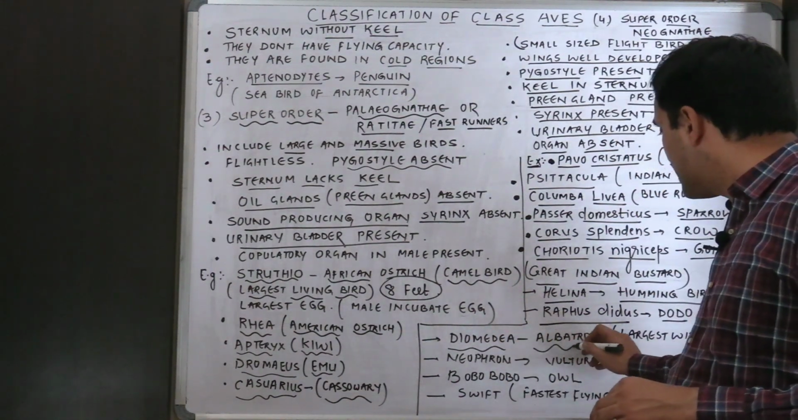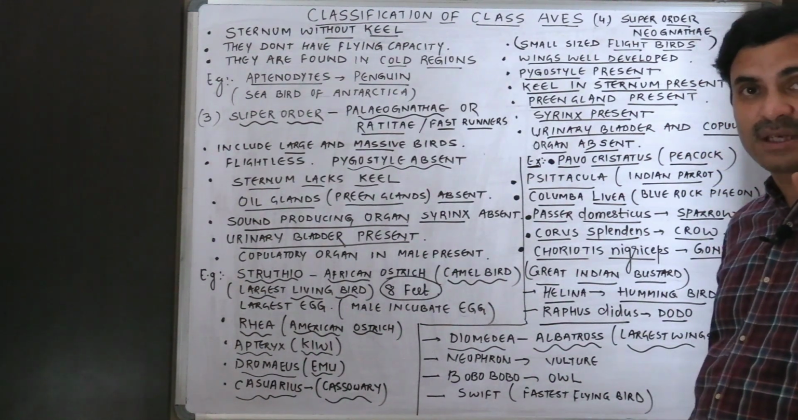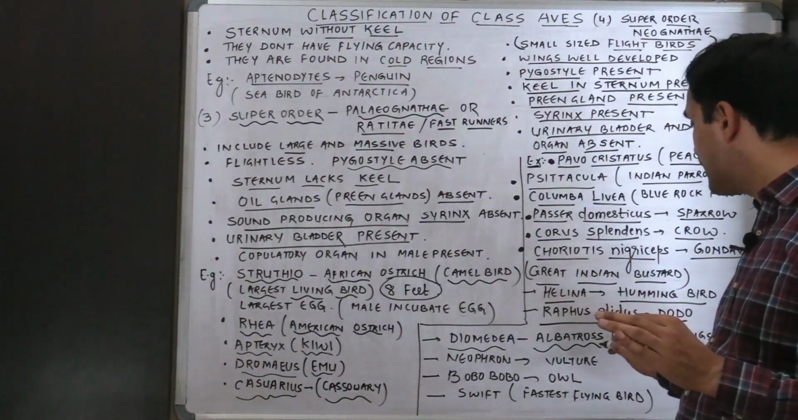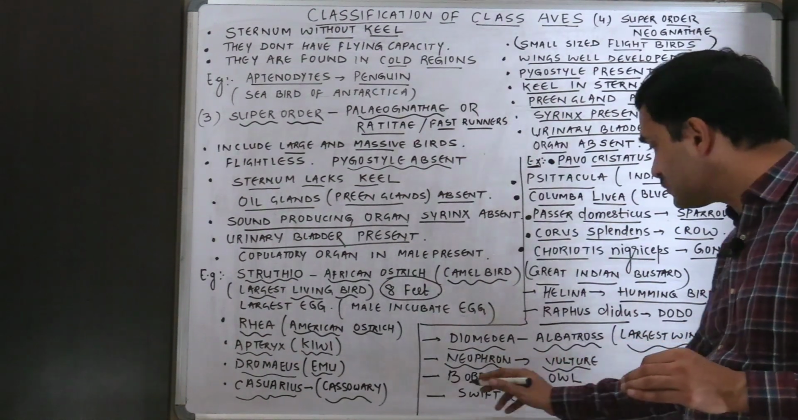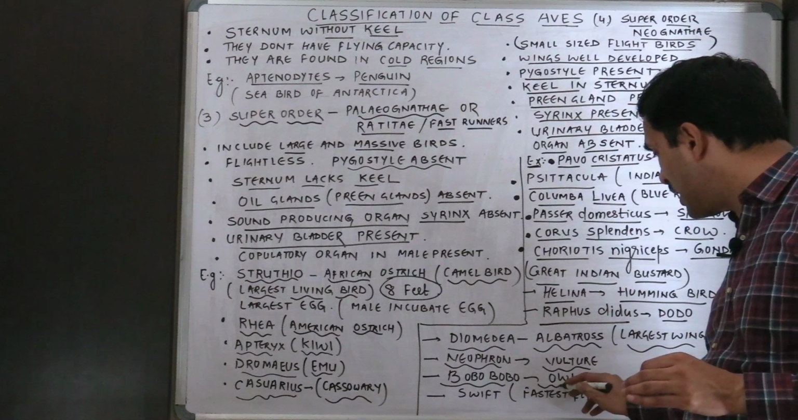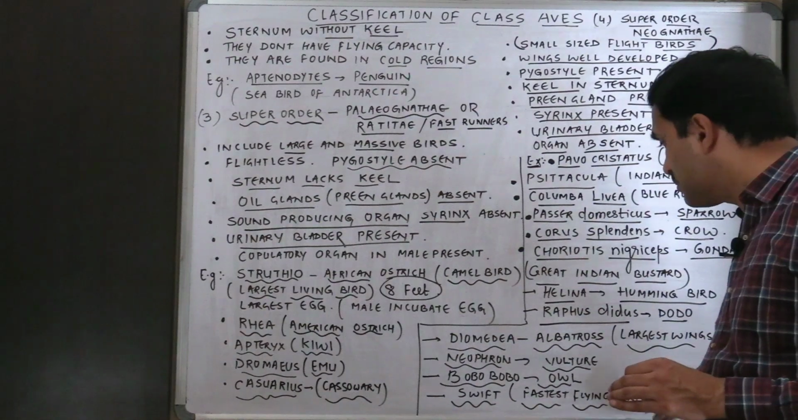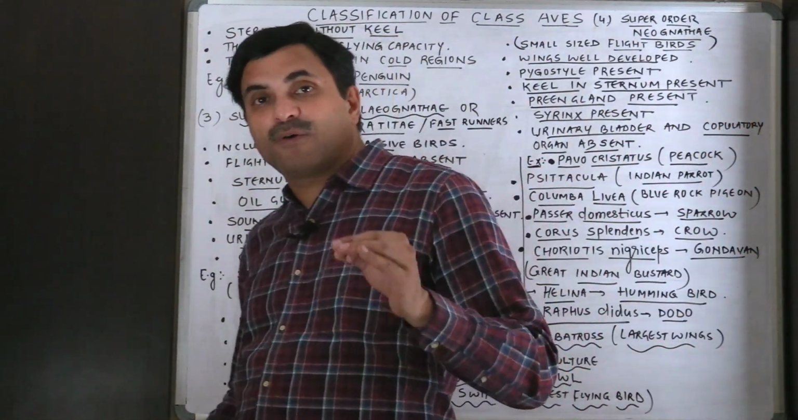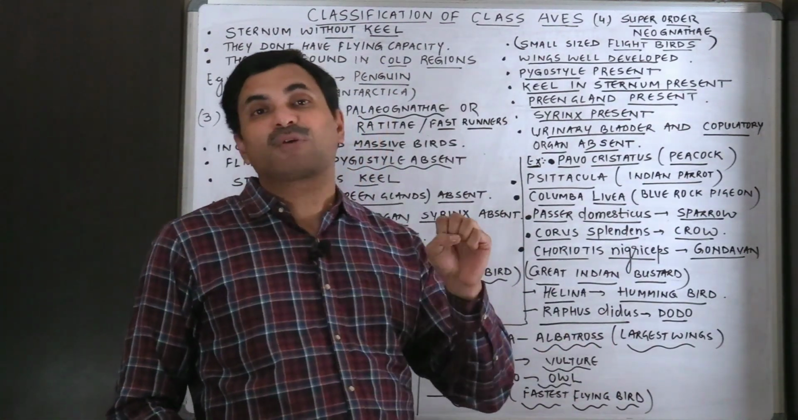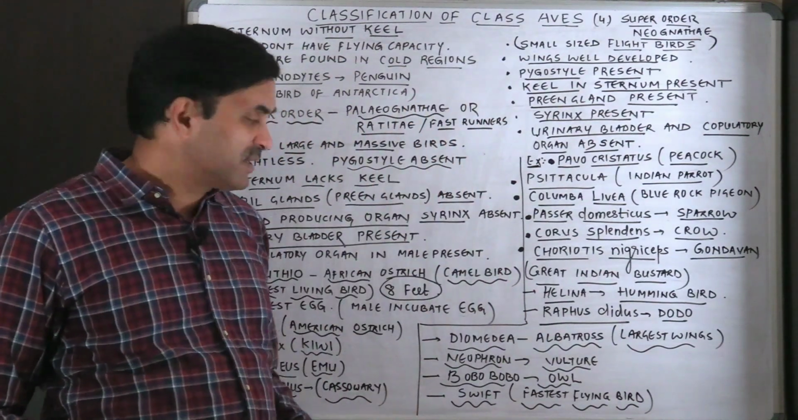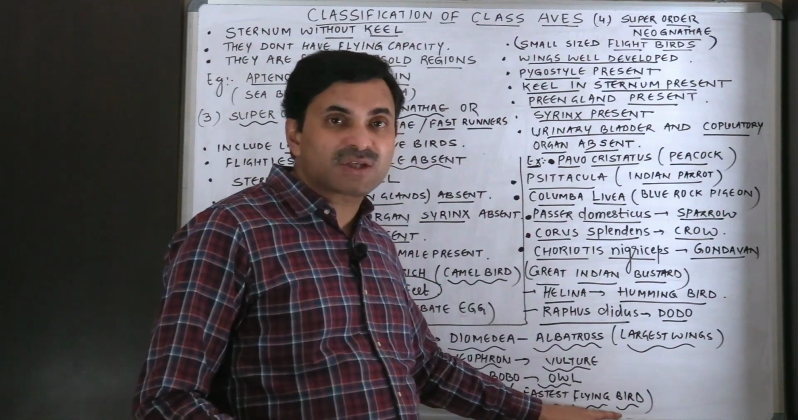Diomedea is called the albatross. If we talk about the flying birds, it has the largest wings. Neophron is known as the vulture. Bubo is called the owl. And the swift is the fastest flying bird. The famous Maruti Suzuki model known as the Swift has actually taken its name from here. They claim that our car runs fast. All right, the swift is the fastest flying bird.